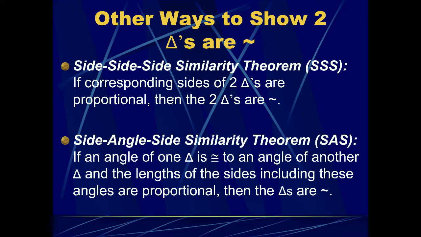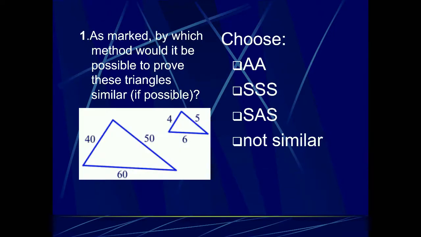So we have three ways to show triangles are similar. There's angle-angle, side-side-side, and side-angle-side. Whenever they're talking about angles, the angles have to be congruent. When they're talking about sides, the sides have to be proportional.